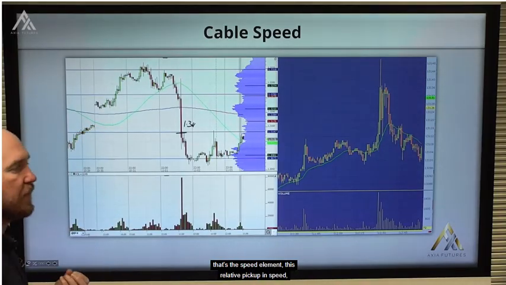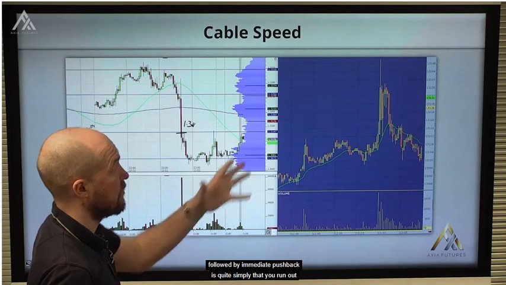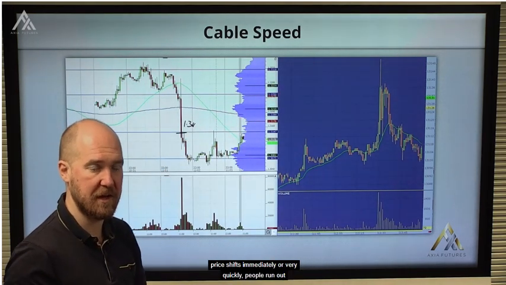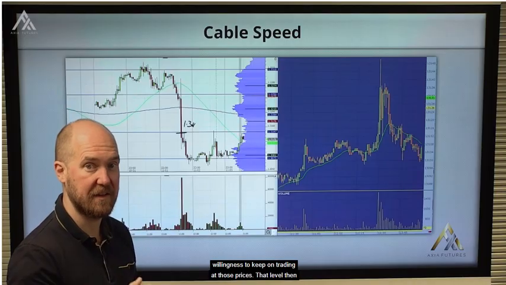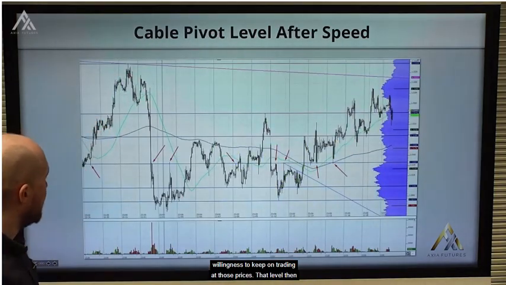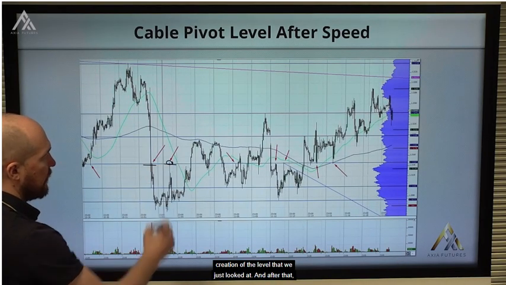It's this relative pickup in speed followed by immediate pushback. And it's quite simply that you run out of people willing to suddenly pay much, much higher prices. Price shifts very quickly. People run out of willingness to keep on trading at those prices. That level then becomes a bit of a pivot area. And you see, this was the creation of the level that we just looked at.